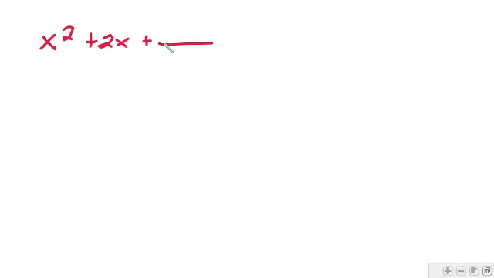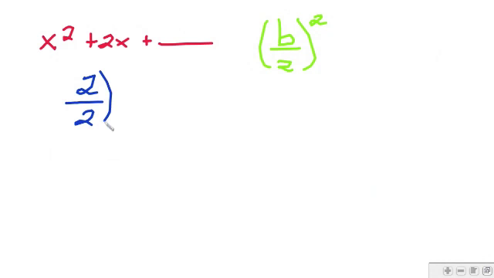Well, you're thinking of factors that when you multiply them give you this number, that when you add them would give you 2. Well, the easiest way to find that would be to use this formula for completing the square, which is b over 2 squared. So let's take our b, which in this case is 2. We're going to divide it by 2, and then we're going to square the answer.